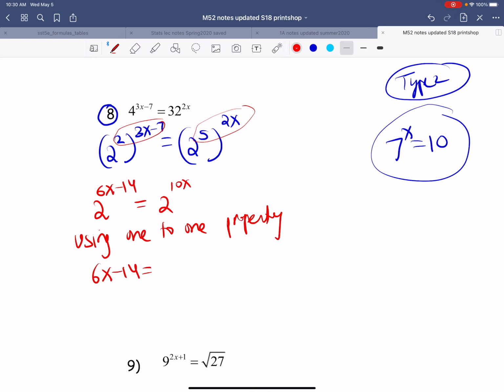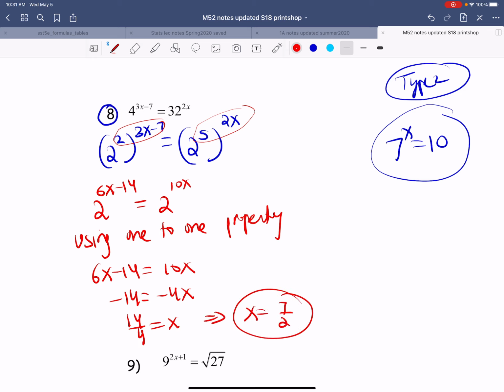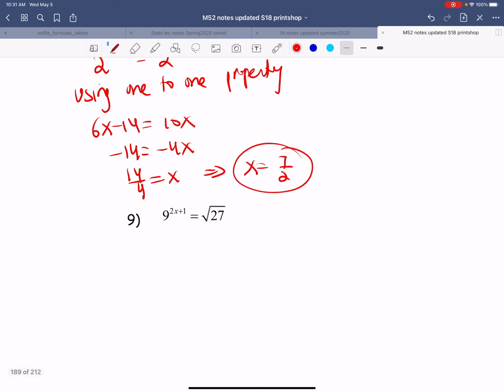6x minus 14 is equal to 10x, and I would subtract 6x from both sides. Negative 14 is equal to negative 4x. 14 divided by 4 is x, which gives me x is 7 over 2. 7.5 or 3.5, however you want to input your answer.